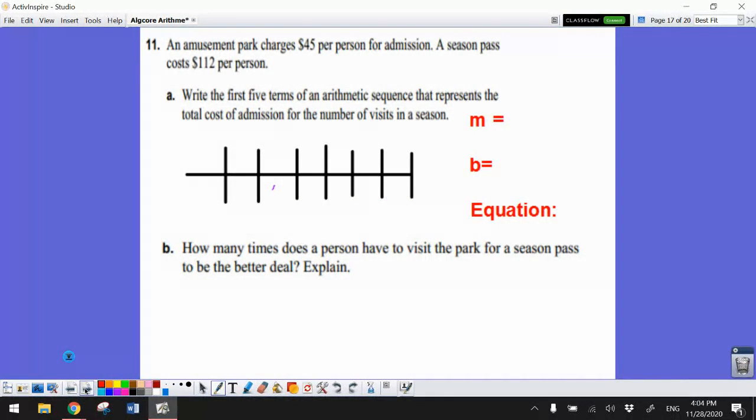All right, let's take a look at this word problem and see if we can figure out what's going on with it. An amusement park charges $45 per person for admission, and a season pass costs $112 a person. So we're going to write down a table that deals with charging $45 per person for admission. Starting with one person, that's $45, and two people would be $90, and three people would be $135.